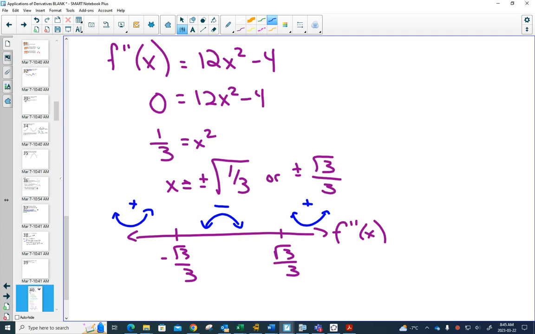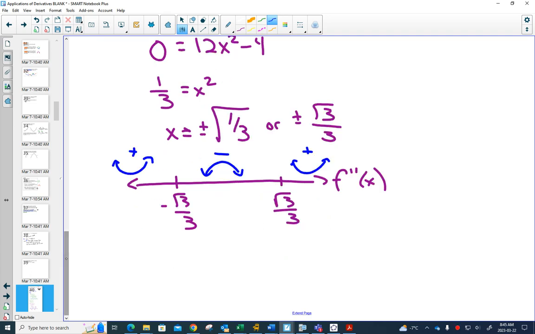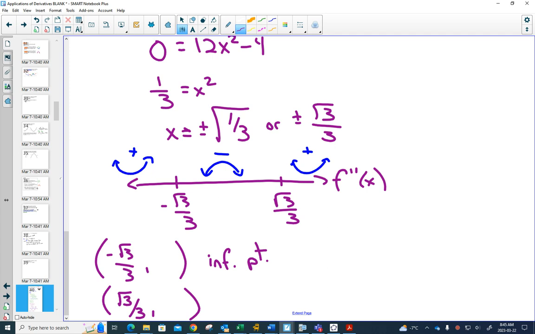So we know that, and this is why this question was listed as calculator, negative √3/3 comma something will be an inflection point. Still haven't come up with a good abbreviation for that. And √3/3 comma something, I think I need the L. Doesn't seem like it's abbreviated well if it doesn't have the inf with the L seems more like inflection.